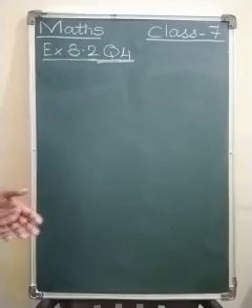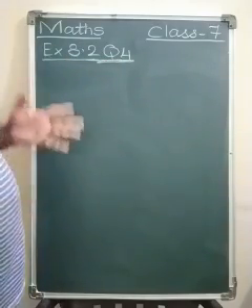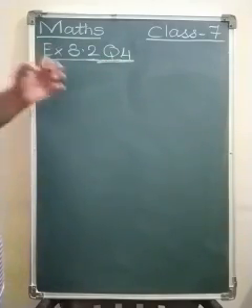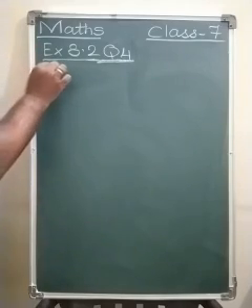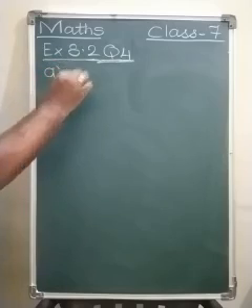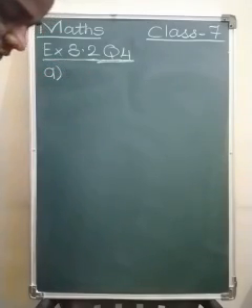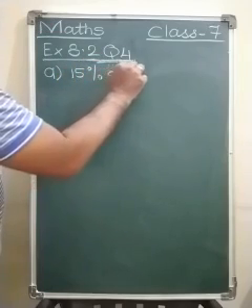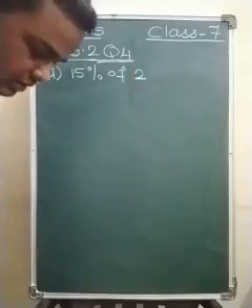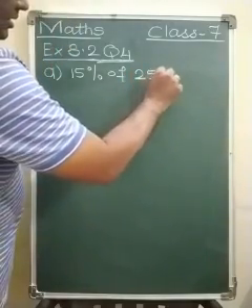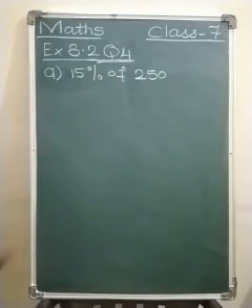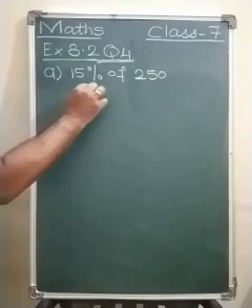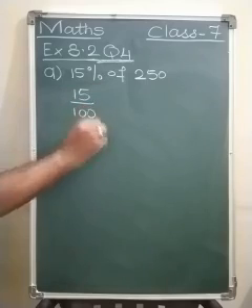Okay, question number 4. Question number 4 is also simple. You just have to keep in mind what steps we are doing. So the first sum is 15% of 250. This is a number 250 and we have to find out 15% of 250. 15% means 15 upon 100.